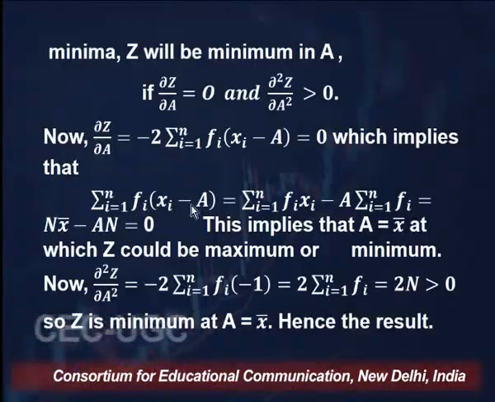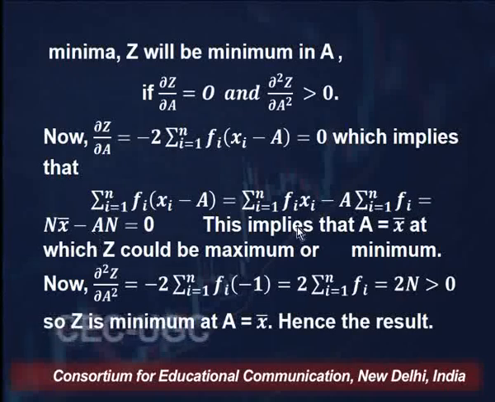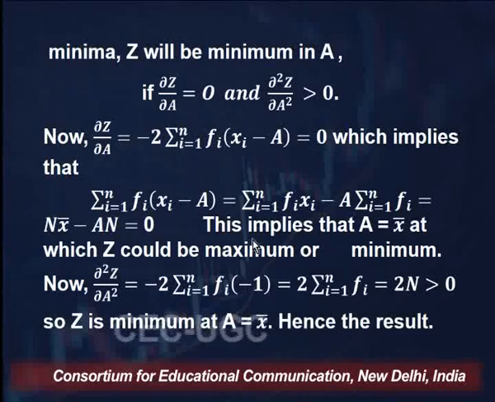Again, as I said, I can always separate it out. I will separate the summation over the two terms separately, and then it becomes summation i equal to 1 to n fi xi minus a times summation fi. Remember, capital A is independent of i, so it comes out of the summation. Then this can further be written as, I have already shown that this is equal to capital N into x bar minus a into this quantity, summation fi is capital N. So this implies that when I solve this, a equals x bar, which is the value at which z could be maximum or minimum.